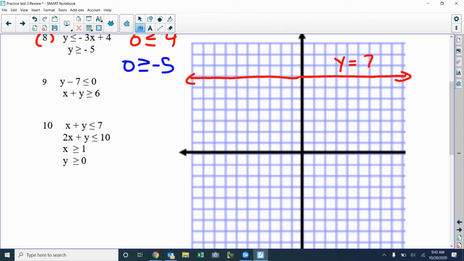If we do, we're going to have... is -7 is 0 greater than -7? Yes, it is. So the red line is coming down.